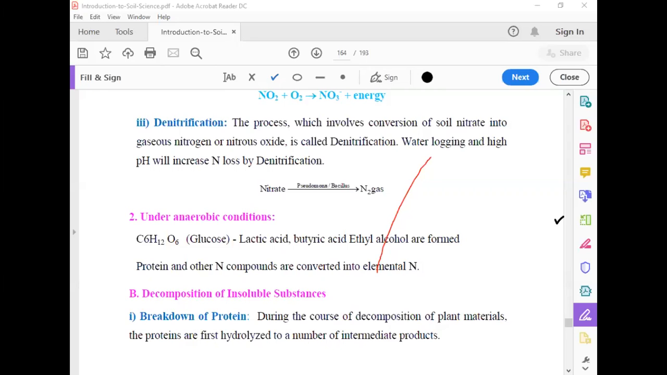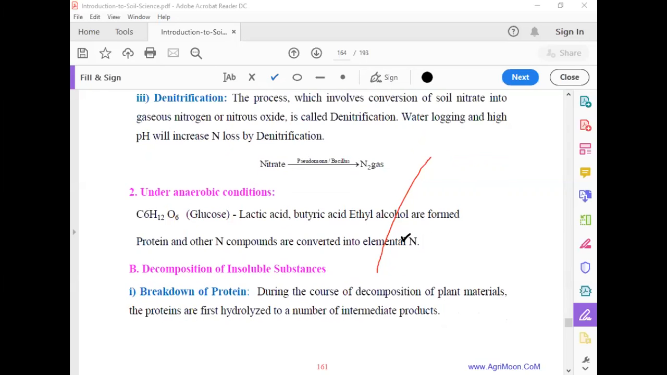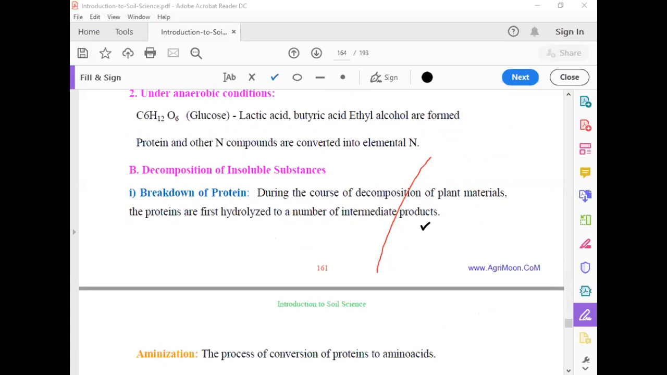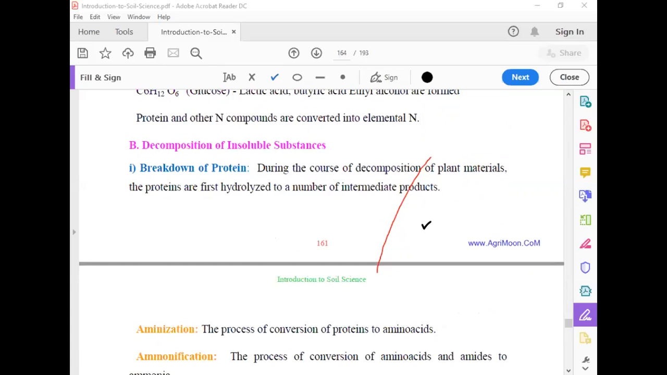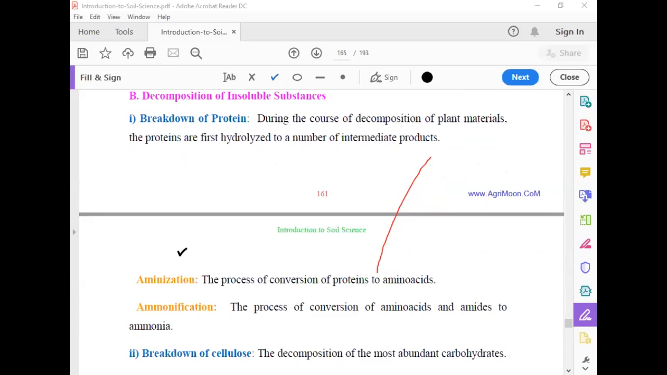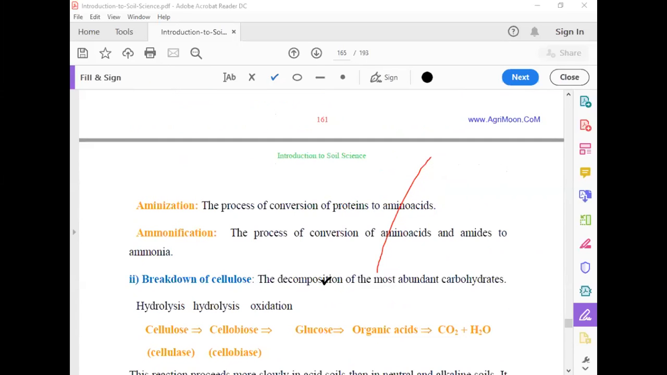Then the second most important decomposition of organic matter is decomposition of insoluble substances. Number one is the breakdown of protein. During the course of decomposition of plant materials, the proteins are hydrolyzed to intermediate products. The first process is known as aminization.